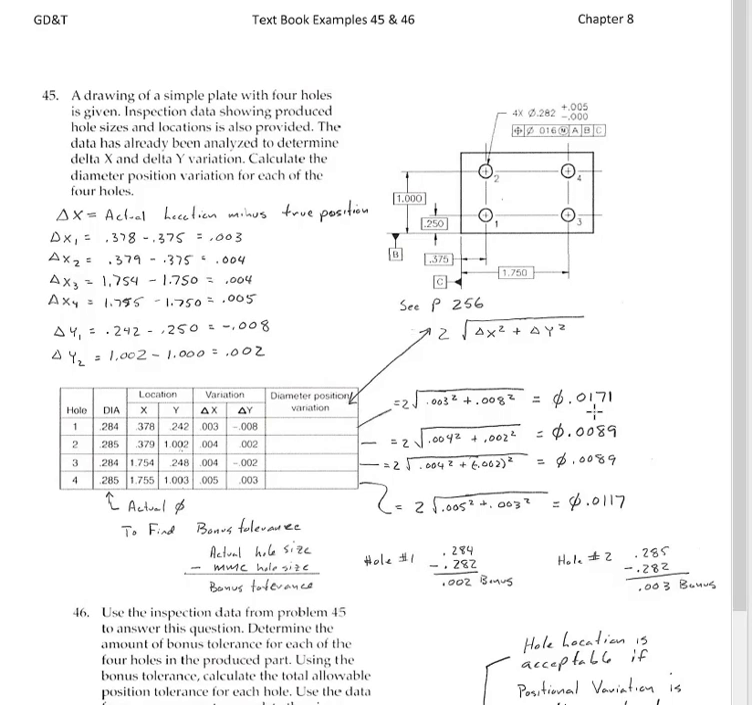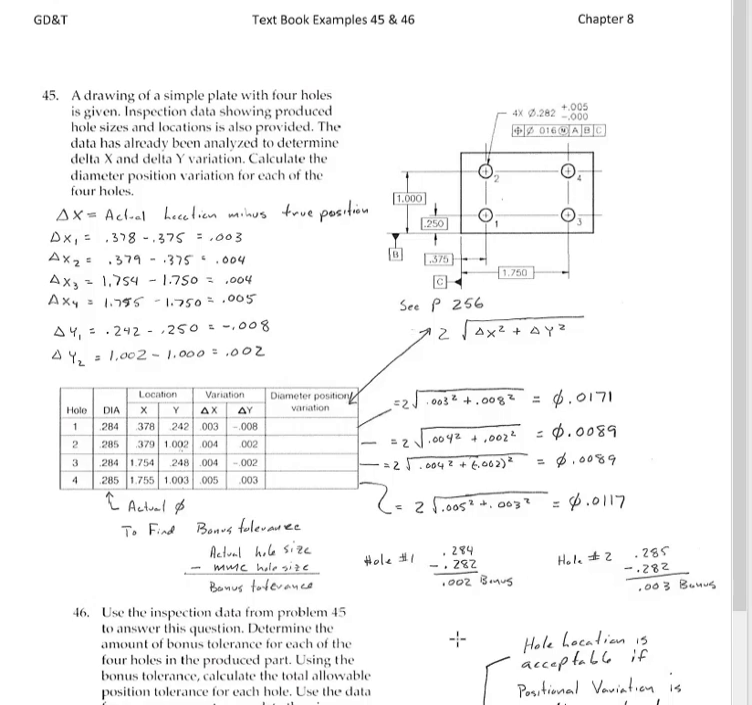And then we have to find the bonus tolerance. Our bonus tolerance would be the actual hole size minus the MMC hole size. For example, hole 1 was machined to 284, and our MMC dimension is 282, so we get 2 thousandths bonus tolerance on that. And hole 2 we get 3 thousandths bonus tolerance because the hole is made at 285. And then hole 3 and hole 4 are very similar to hole 1 and hole 2.